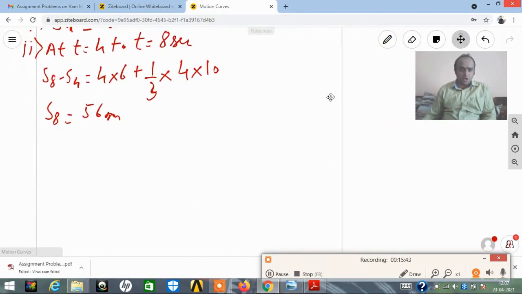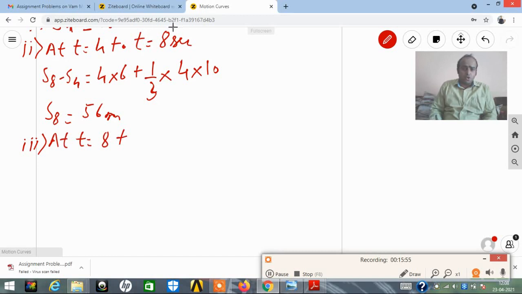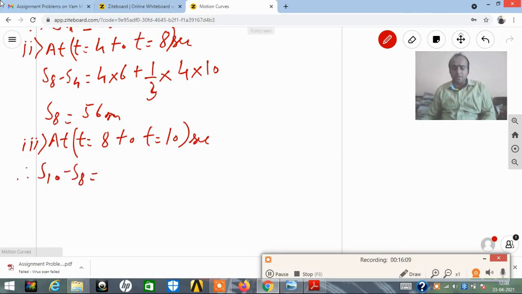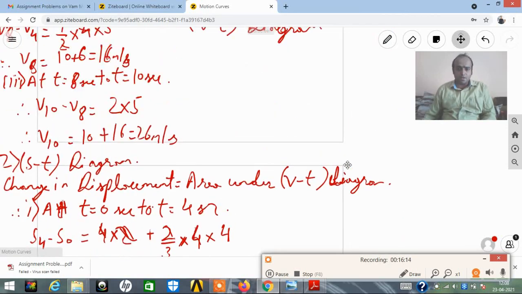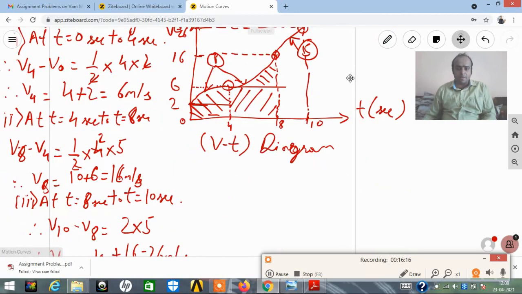So now last but not the least, here it is, at t is equal to 10 seconds. Therefore, S10 minus S8 is equal to, let us straight away go to the diagram of the VT curve. So VT diagram or VT curve, both mean one and the same.